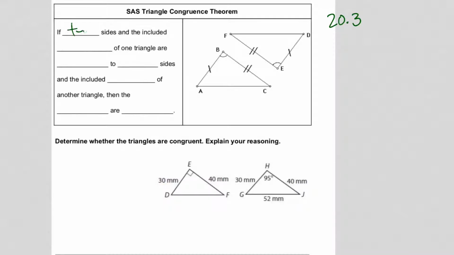If two sides and the included angle of one triangle are congruent to two sides and the included angle of another triangle, then the triangles are congruent. Forgive me, I can't spell. Congruent.